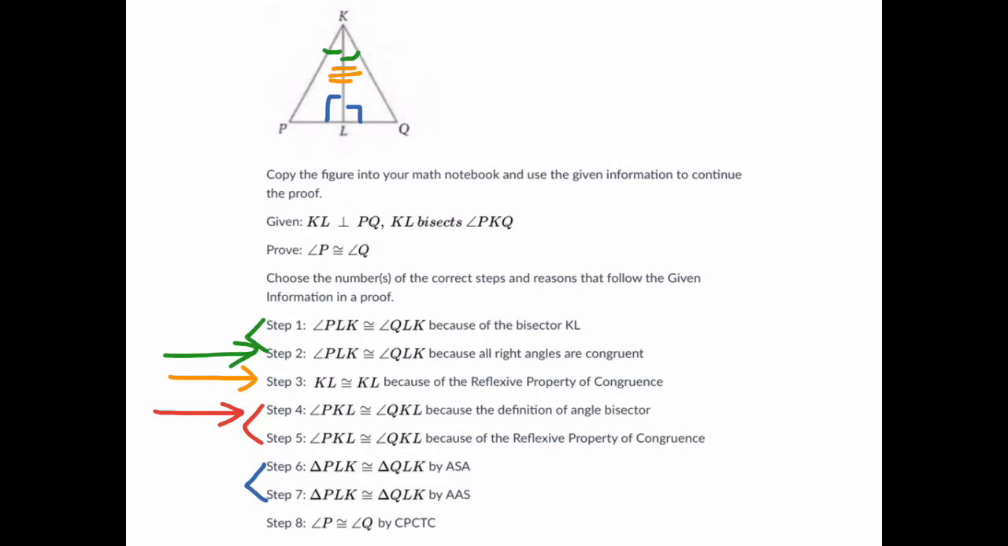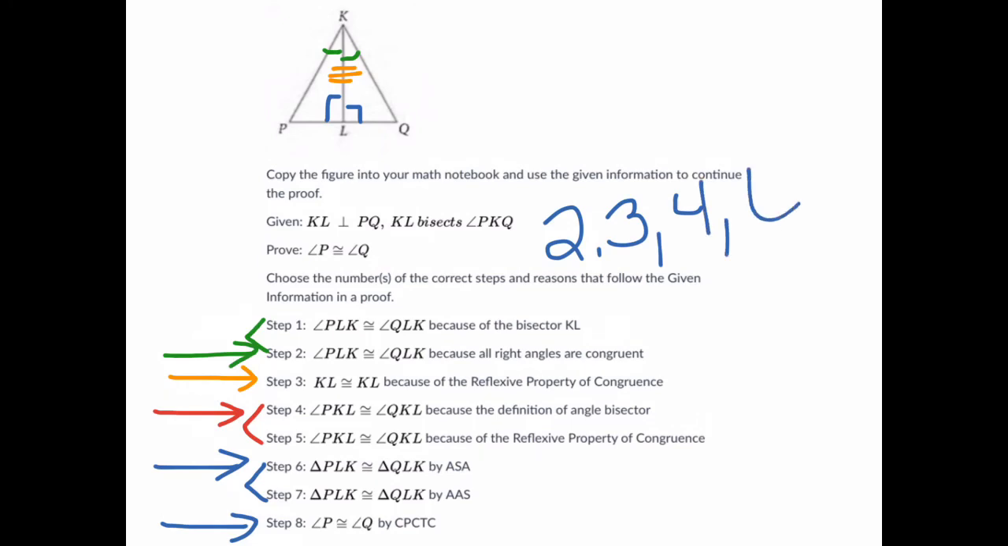Step 6 and 7 say the same thing but for different reasons. One says ASA and one says AAS. So both of them have two angles and a side, but if you notice, our reflexive side here is between the angles. So it goes green, yellow, blue for both. Green, yellow, blue. So our correct answer here is angle, side, angle. And then step 8 says the angles are congruent because of CPCTC, which is also true. So the correct answer should be 2, 3, 4, 6, and 8.